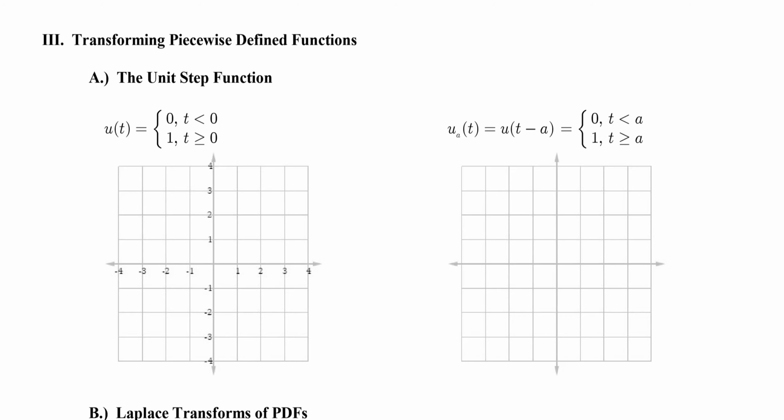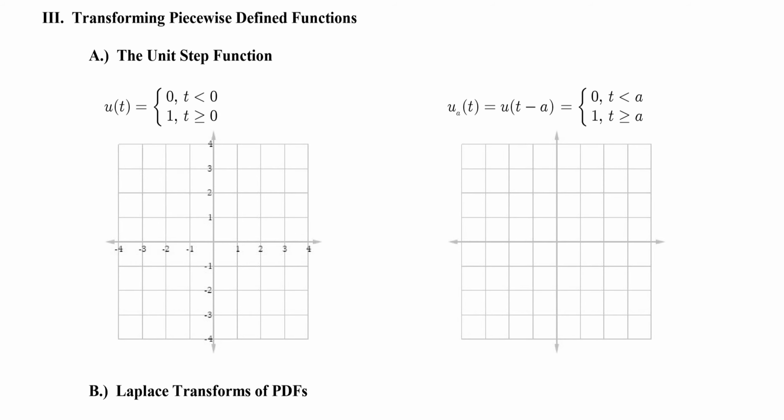So part 3, let's talk about transforming piecewise defined functions. The step function is going to be very useful when we get back to our spring mass systems. So you may be familiar with this, it may be brand new. So I want to make sure that you have a working understanding of the unit step function. Here's the piecewise definition of our unit step function u of t. U of t equals 0 for t less than 0 and 1 for t greater than or equal to 0.